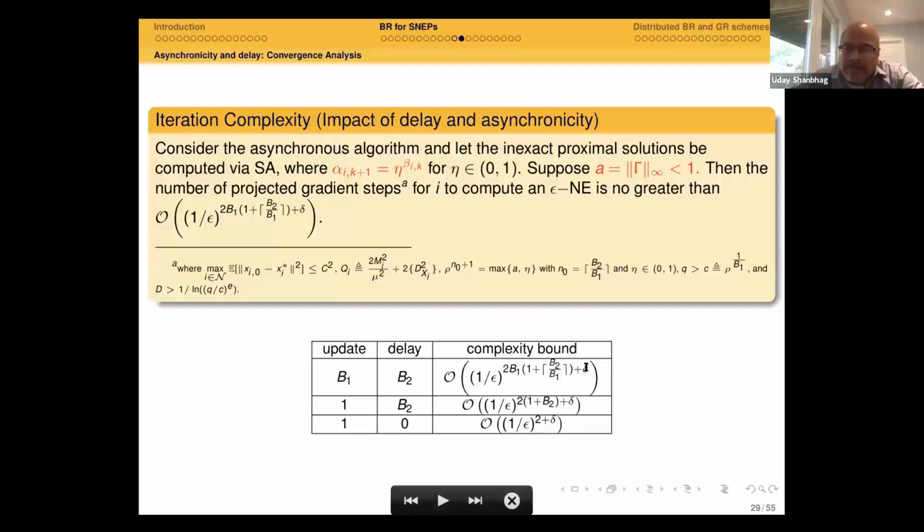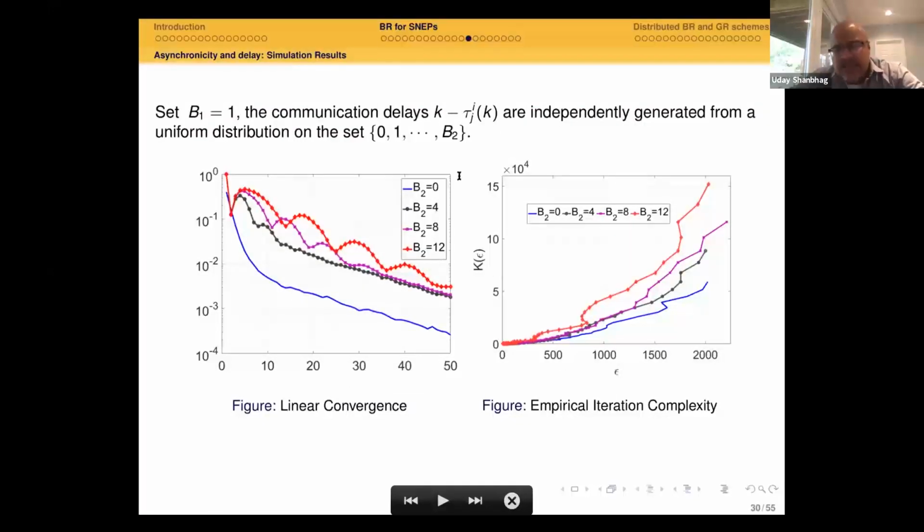Okay. And B2 is the delay. In the best case, B2 is 0. But when B2 is larger than 0, then you have something that shows up in terms of an additive factor. Okay. Here are some schematics that show you what happens. You still see this linear convergence, but between these updates you're using old information and things are worsening. And then once you actually update, things start improving, but in the intermediate period you do have that worsening. So this is from B2 equals 0 to B2 equals 12.